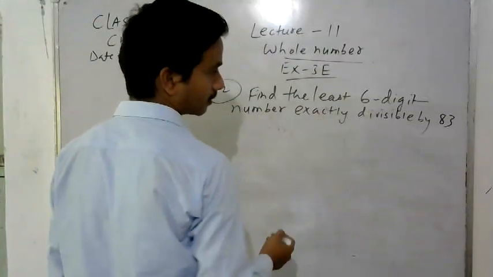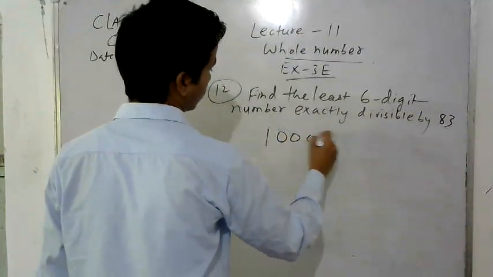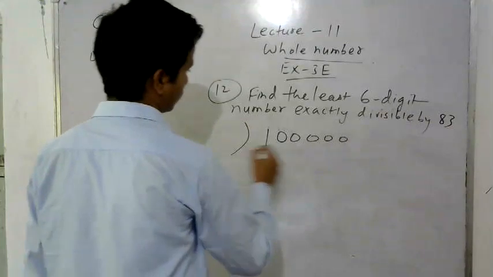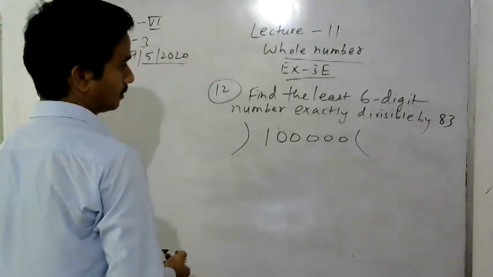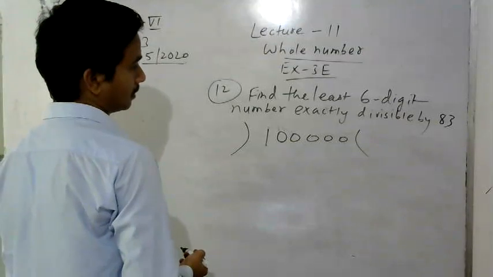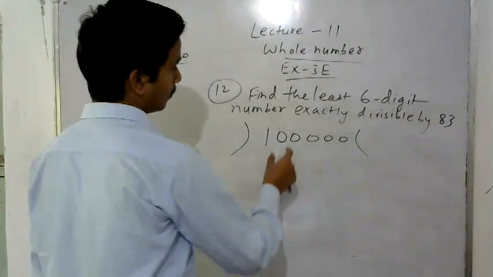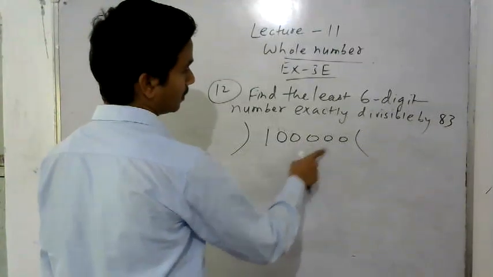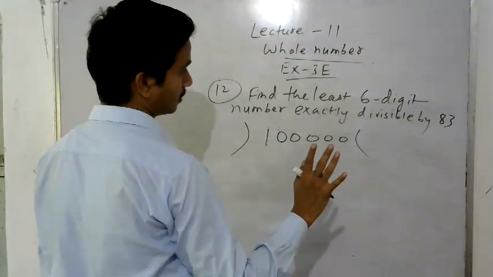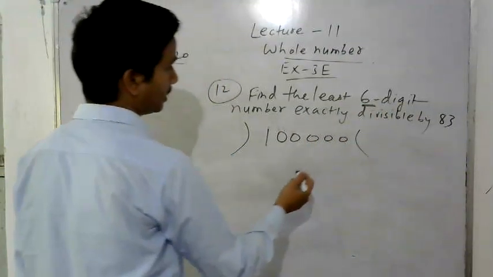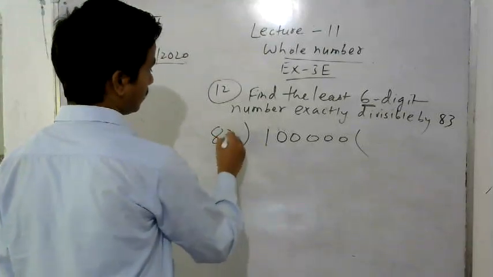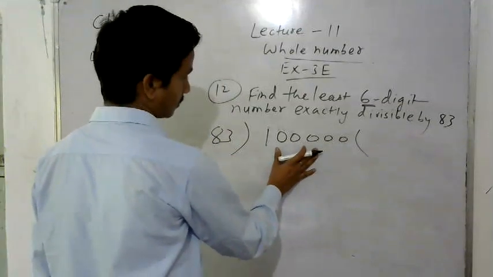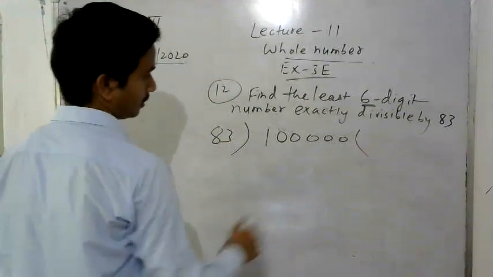So, what is the least 6-digit number? Yes, this is the least 6-digit number, and we have to find. So this problem is reduced to what number should be added to this, because if we subtract 1 from this number, then it will become a 5-digit number. But we want the least 6-digit number, so we have to divide it, and see what least number should be added to this so that this number is divisible by 83. So divide it.